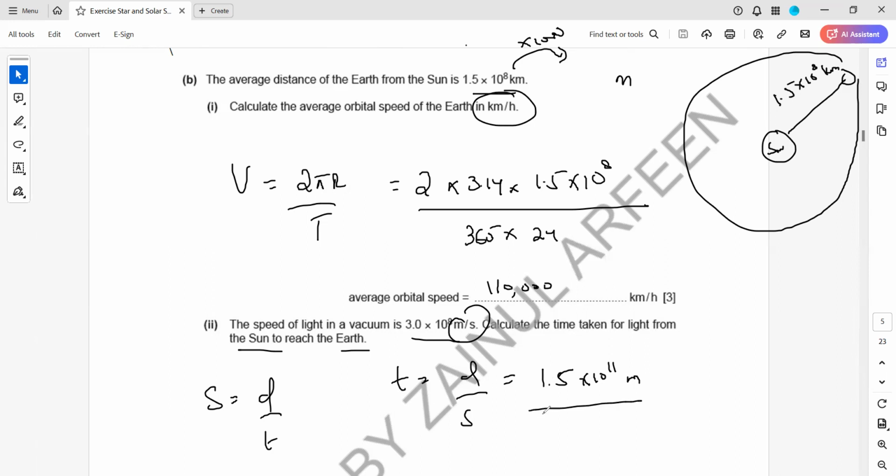And the speed is 3 × 10^8 meters per second. When you simplify this, it gives us the time. 1.5 × 10^11 divided by 3 × 10^8 is about 500 seconds, or 8.3 minutes, or 8 minutes, you can say. So the light takes about 8 minutes to reach us from the Sun. So when we observe the Sun, that is actually the Sun as it was 8.3 minutes before.